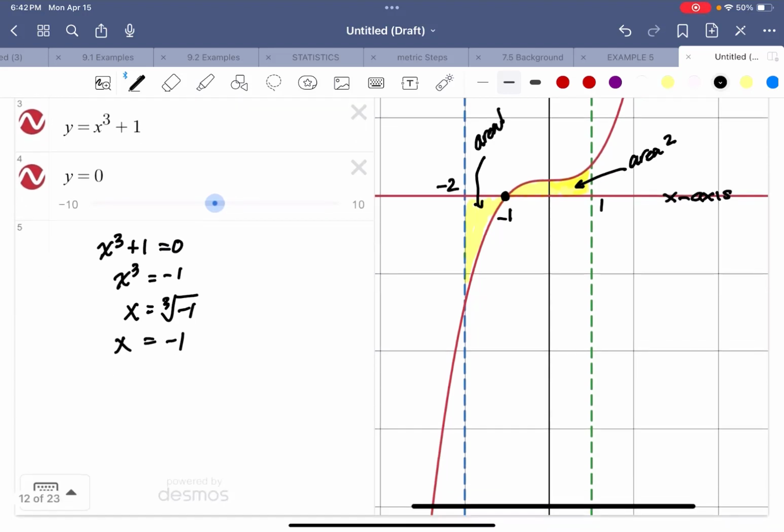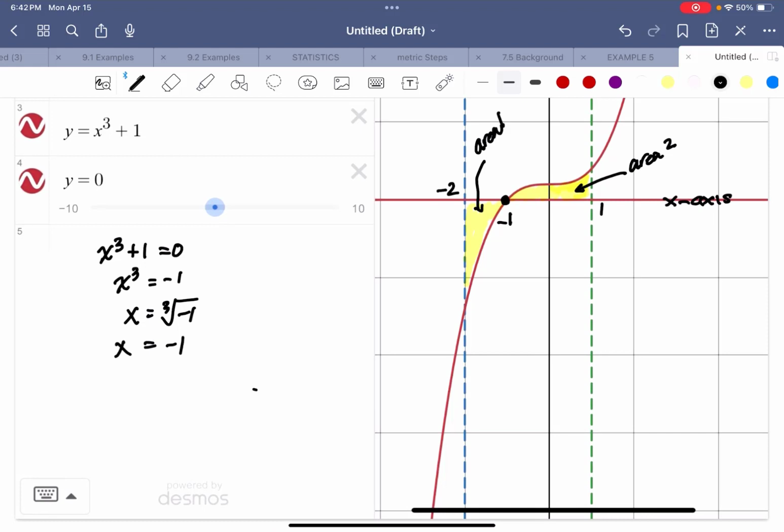So area 1 is going to go from -2 to -1. And look, the zero's on the top. So we've got to be really careful here. 0 minus x cubed plus 1 dx.